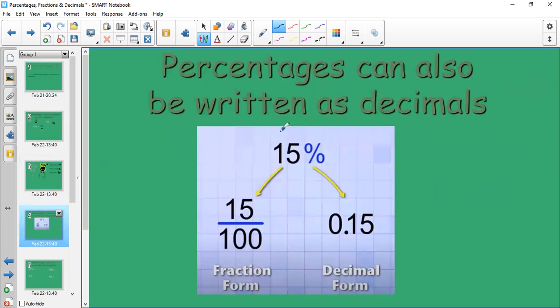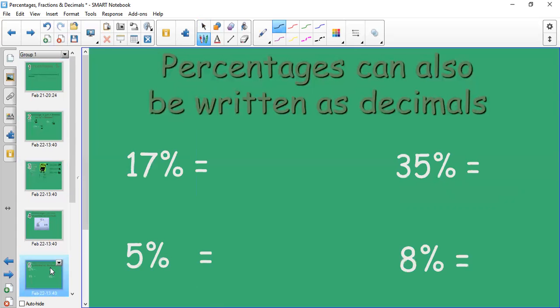Percentages, we know, can also be written as decimals. So here we have 15%. In fraction form it is 15 over 100, just like our previous examples. But as a decimal, it's 0.15, because when you divide 15 by 100, you're moving our decimal point back 2 places, so it becomes 0.15. Percentages, like I said, can also be decimals.